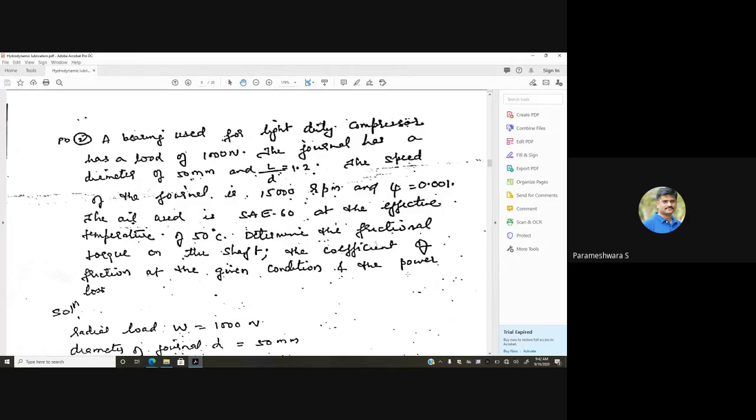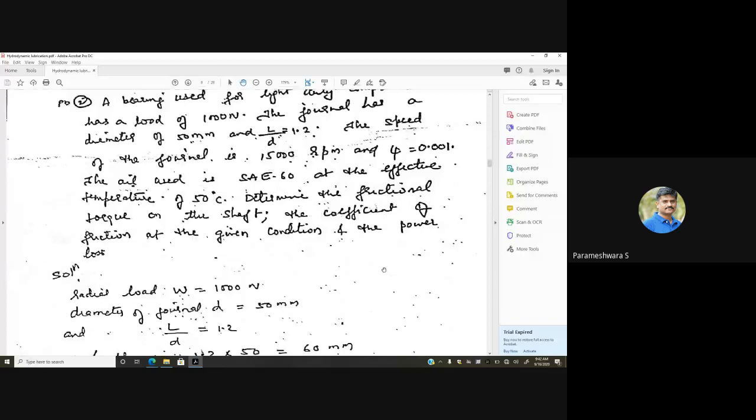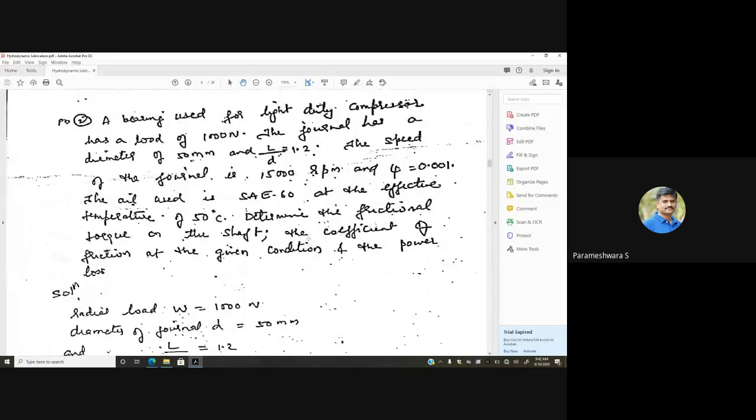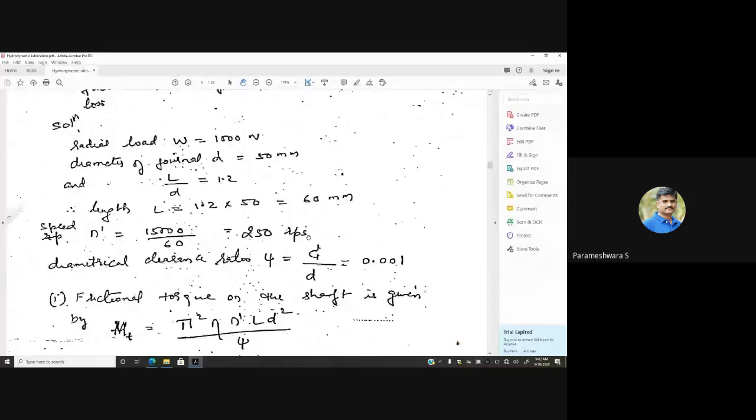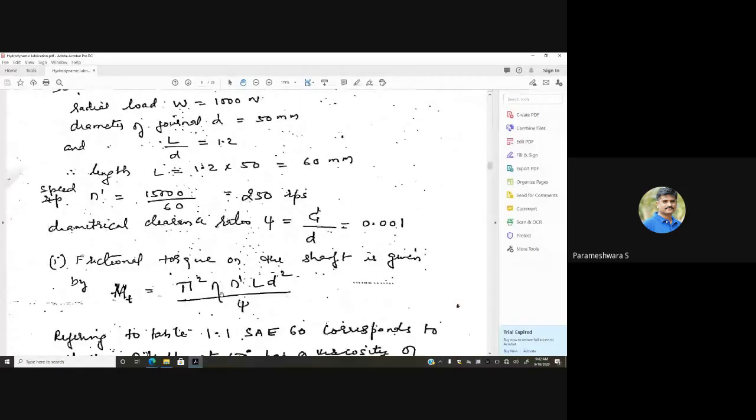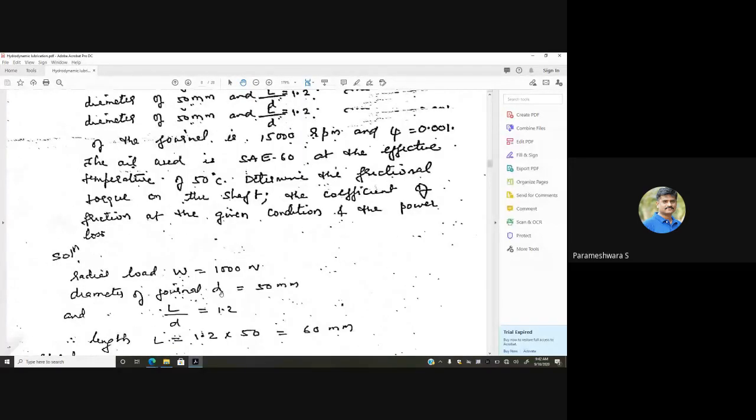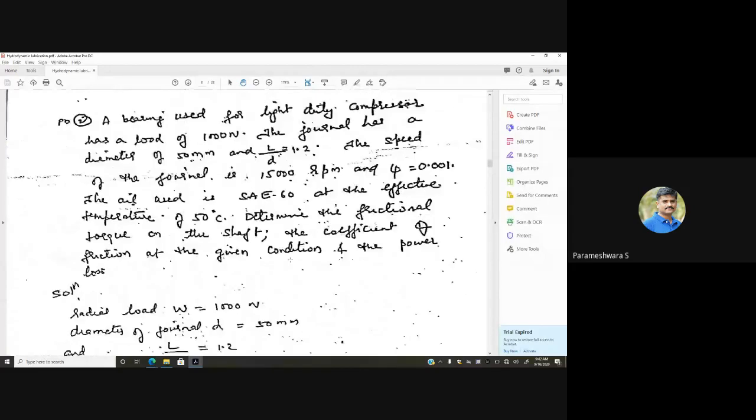Determine the frictional torque on the shaft and the coefficient of friction at the given condition and the power loss. And the viscosity value of the lubricant, eta, is not mentioned over here. Instead, they have mentioned the grade of the oil, that is SAE 60, and its operating temperature, 50 degrees Celsius. The grade of the oil and the operating temperature are mentioned over here.